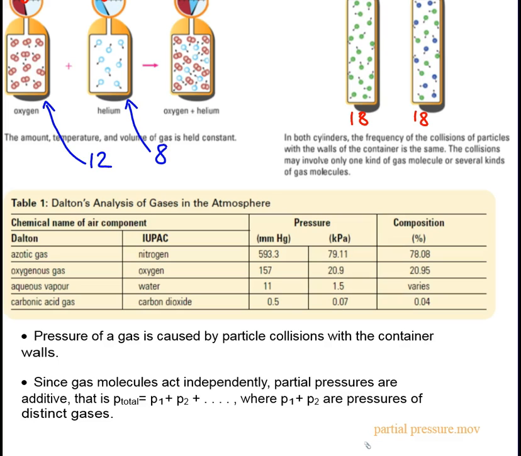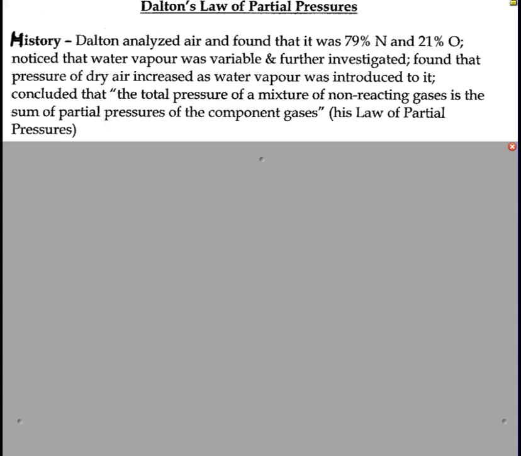If we look at just summing up what we've seen so far, historical work from Dalton analyzing air, he did discover that 79% of air by mass is nitrogen and 21% of air by mass is oxygen. He noticed that water vapor pressure was variable and found that the pressure of dry air increased as water vapor was introduced to it. So his conclusion, which we know as the law of partial pressures, is stated there for you. So here's some visuals of how we can understand this law.